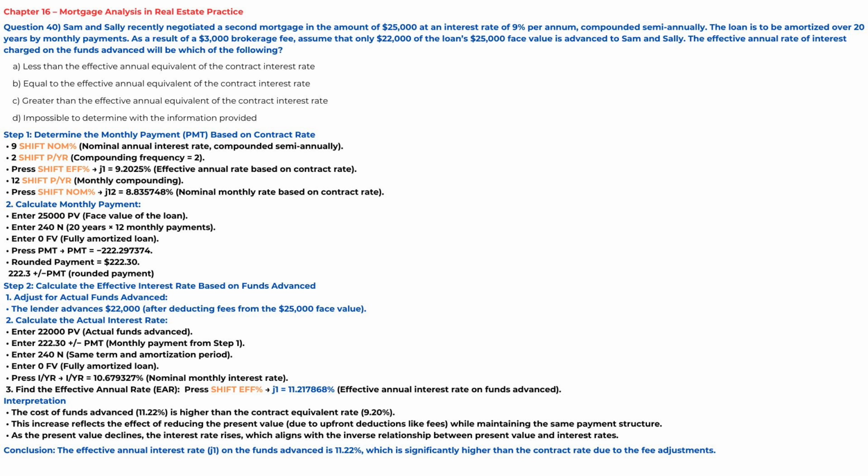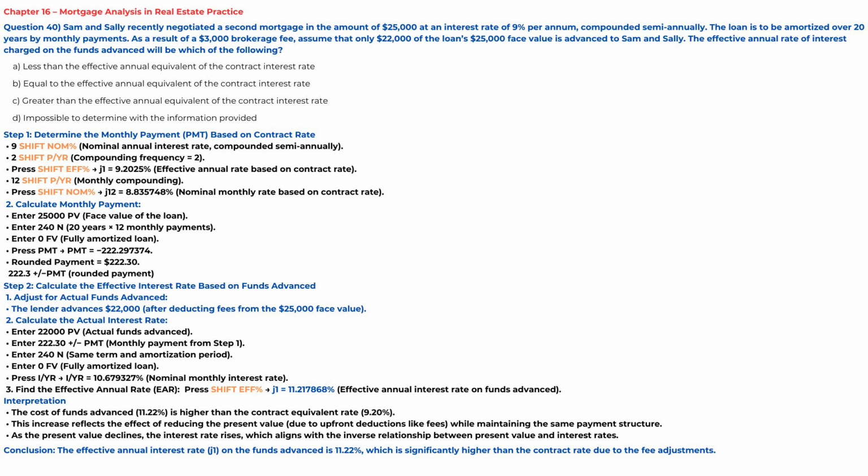Press I/YR. Calculator displays 10.67937%, nominal monthly interest rate. 3. Find the effective annual rate. Press Shift Effective. Calculator displays J1 = 11.217868%, effective annual interest rate on funds advanced.